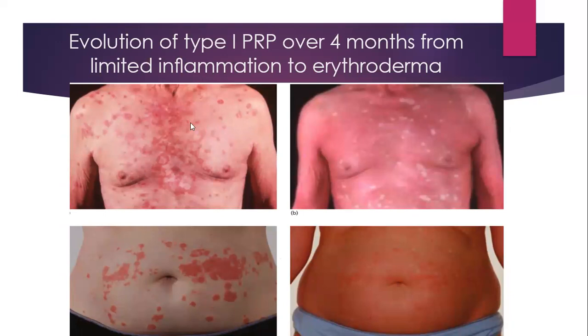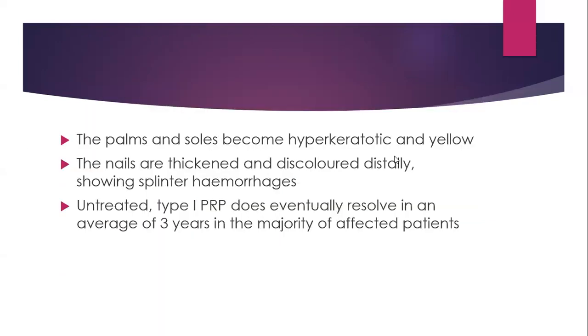You can see the evolution of type 1 PRP over 4 months from just inflamed limited lesions to diffuse erythema. So the evolution from a limited disease to whole body disease is quite rapid, and it occurs within a few months, which is not a feature of psoriasis.